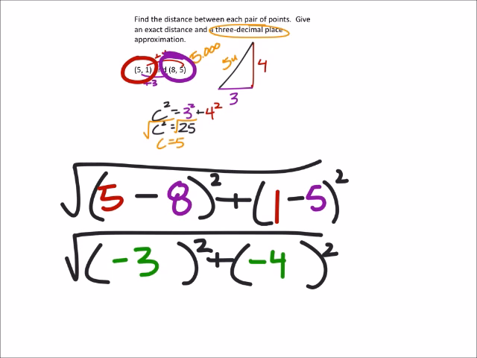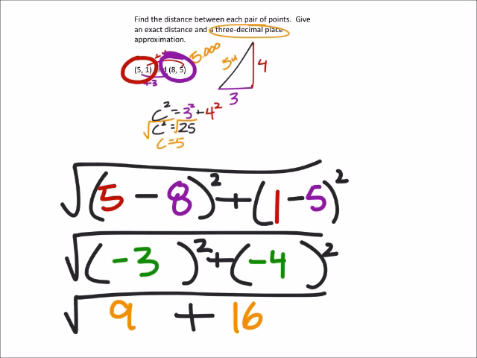Now, if we work with just the parentheses, just operating inside the parentheses, we'd get that negative 3 and negative 4. Let's go and square those. And that gives us the square root of 9 plus 16. And 9 plus 16 is 25. The square root of 25 is 5. So that'd be 5 units, which is what we had already found before, right?